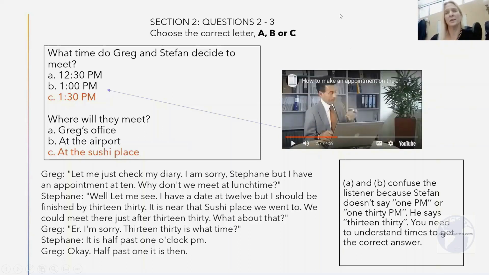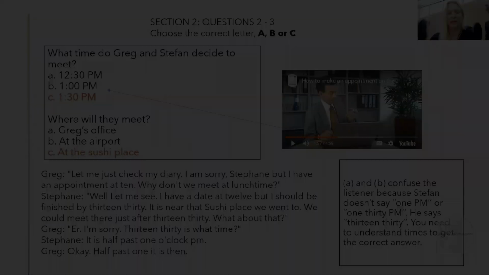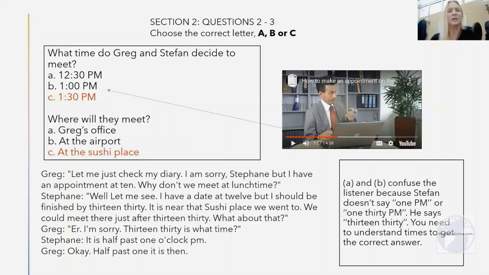Okay, how did you get on? Did you understand the times? It's a little bit tricky because in the answers we see 12:30 p.m., 1 p.m. and 1:30 p.m. about the time that Greg and Stefan decide to meet. However, in the audio, Stefan uses the word 13:30, which also means 1:30, but it's not obvious to Greg.